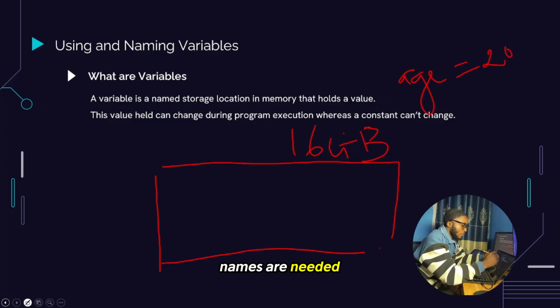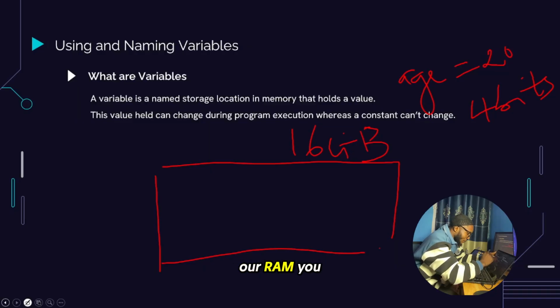proper names are needed. Now h here is of type integer, and let's say this integer holds 4 bits. Yes, it holds 4 bits. So now our RAM is 16 gigabyte and we have a variable which is 4 bits. Let's have an illustration. If we have to mark this inside our RAM, you see that this h variable will be very tiny. It's just a small dot, and that's still very big.